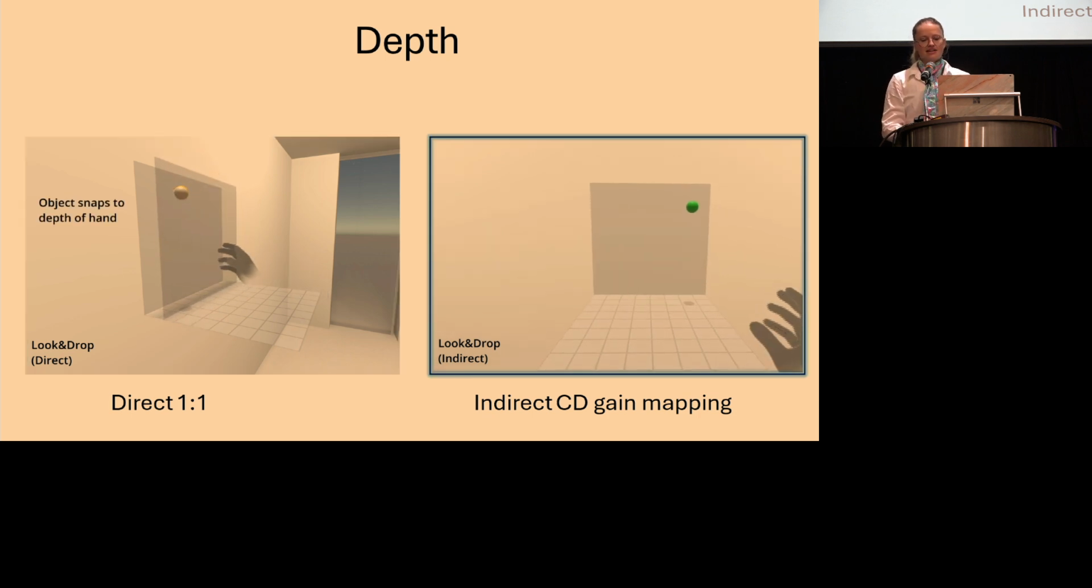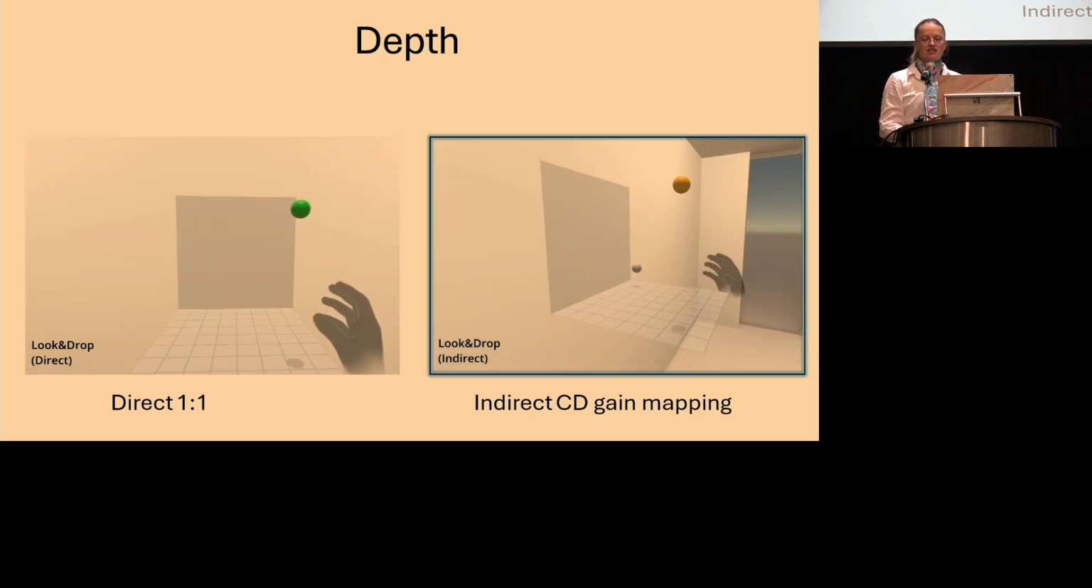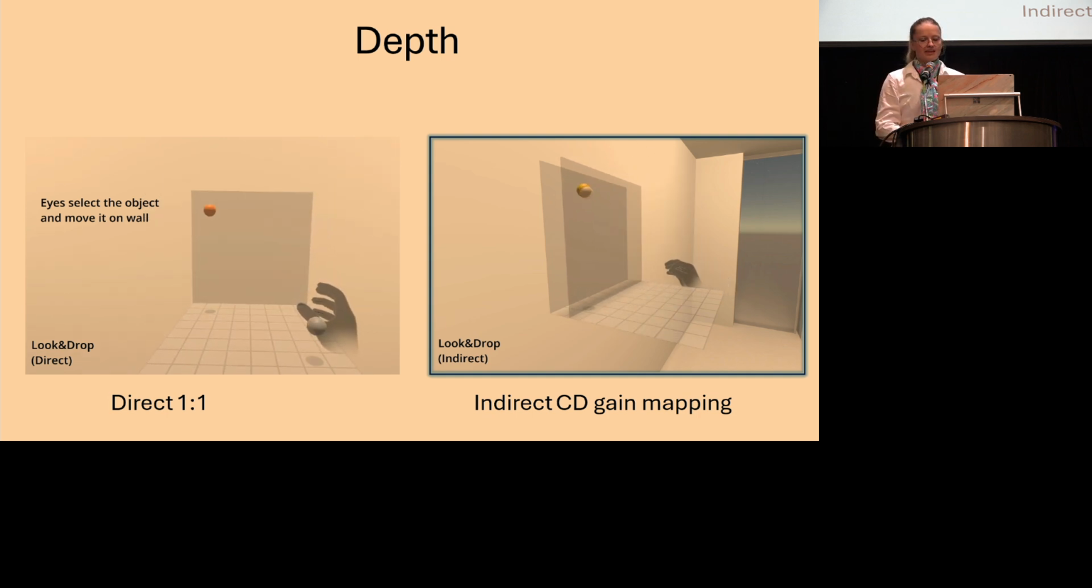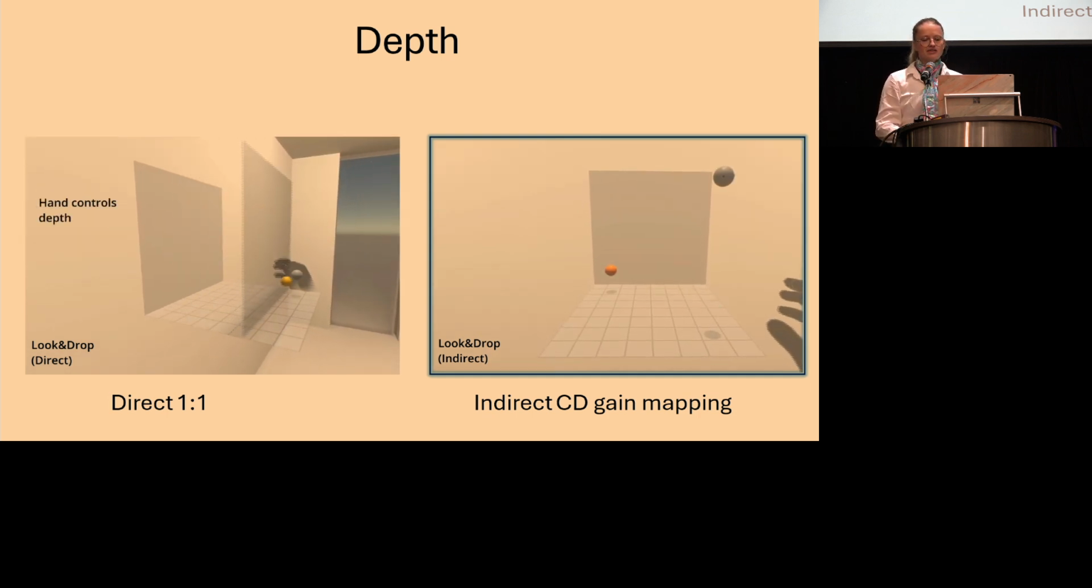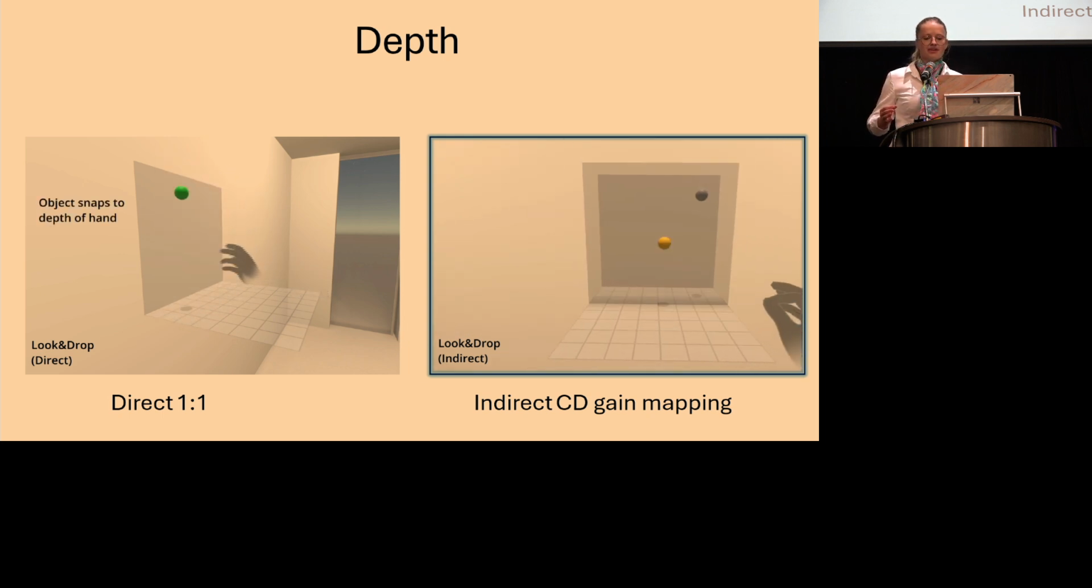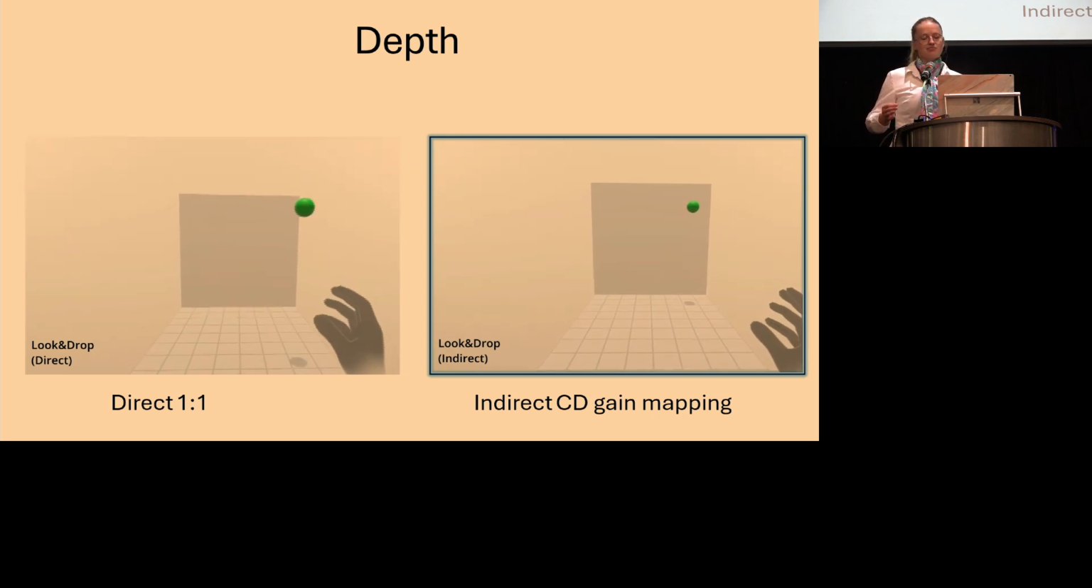On the other hand, there is indirect mapping, which is similar to gaze and pinch, and incorporates CD gain. This reduces the amount of hand movement, and even when the pinch gesture is done closely at your body, your torso doesn't block it.